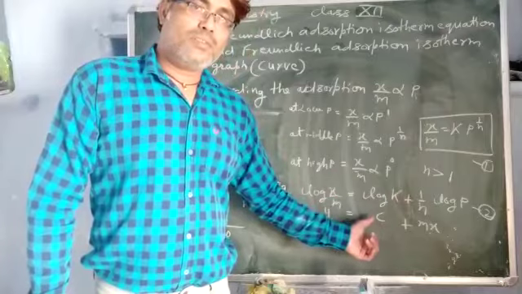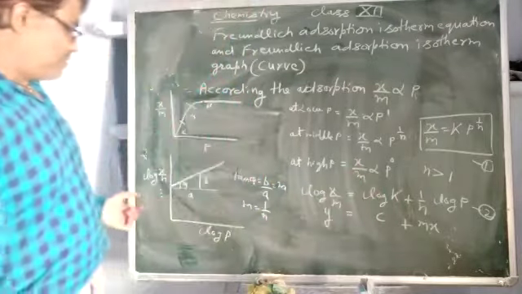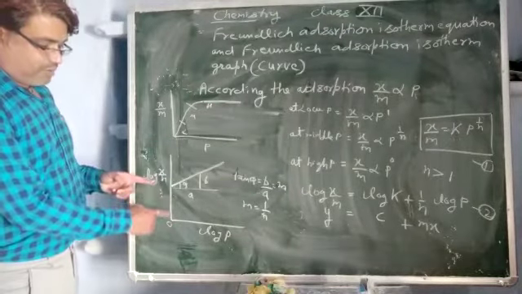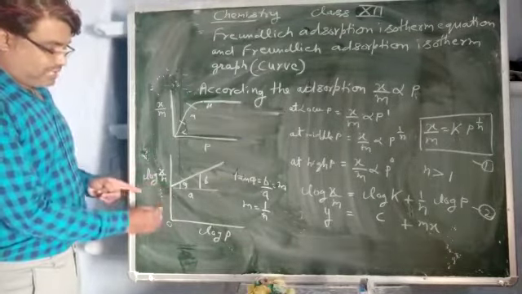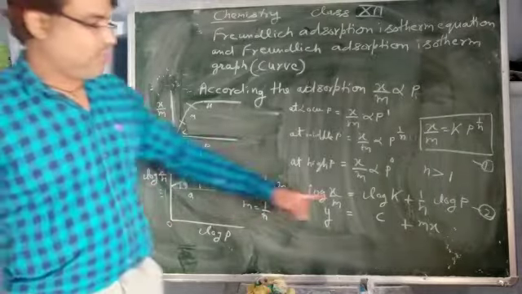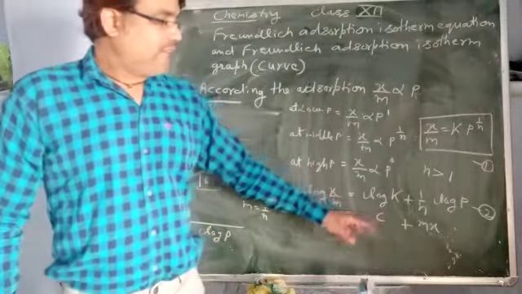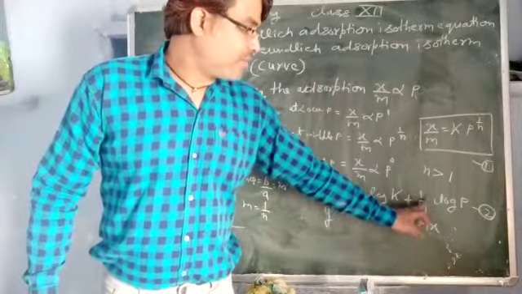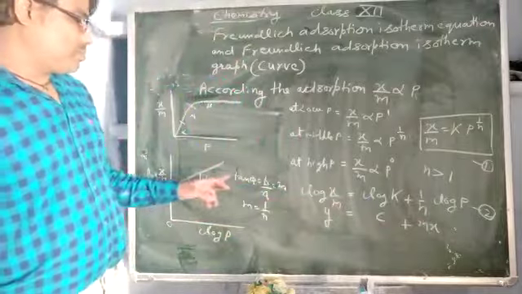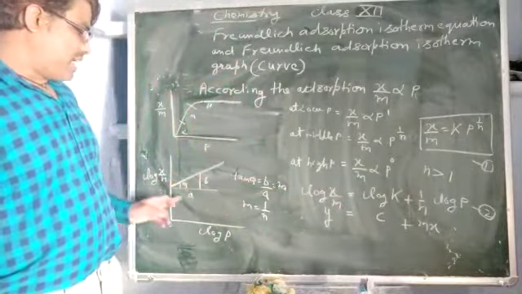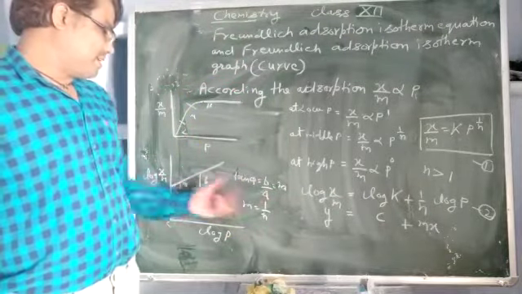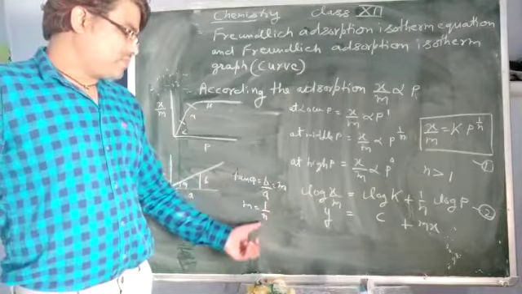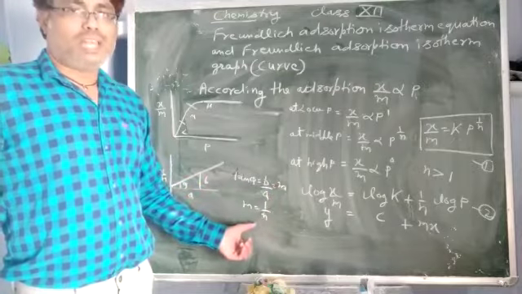When we plot the curve, we get a straight line, and it starts not from the origin, but above the origin. That is the constant value, log K or C. And when we compare, M is the slope here, so it is equal to 1 by N. How can we get the slope? Slope is equal to tan theta. We have this triangle, suppose the angle is theta, so tan theta is equal to B by A, and it is equal to M. So M is equal to 1 by N. By this we can find out the value of N also.